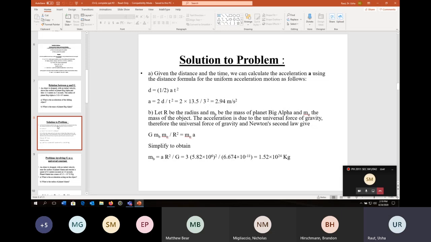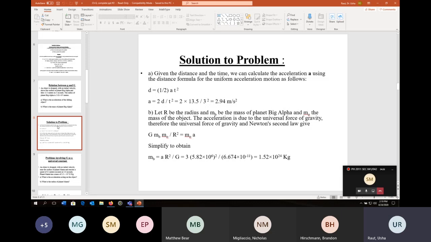Now remember that the G here is truly a universal constant. It does not change whether you're on Earth or big alpha or little alpha or whatever you're on. It's only the little g, the acceleration due to gravity, that changes a lot. And we know how it's related to capital G, and all these problems are based on that. So in any case, you solve for MB to be 1.52 times 10 to the 24 kilograms. So hopefully that's pretty clear.